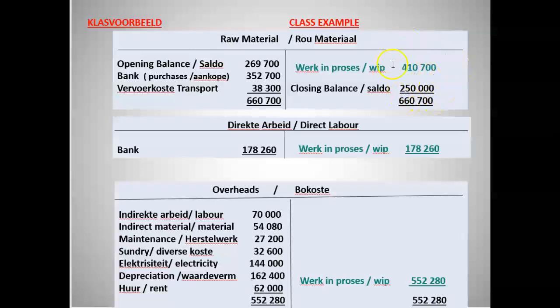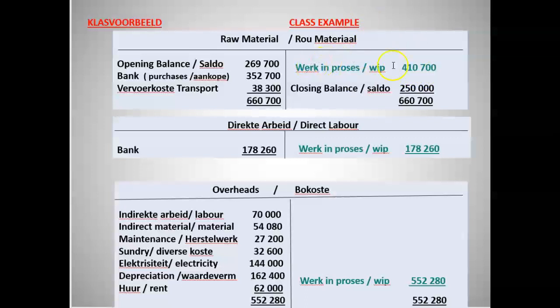The balancing figure here, what does that entail? What does it actually represent? Opening balance plus purchases less closing inventory equals, when it is a normal retail item that I've sold, cost of sales. But now it's not cost of sales, it will be the cost price of the material issued to the factory.